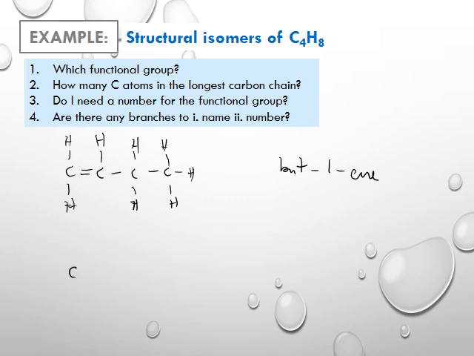Another one. Let's do the same thing, but just move the functional group up 1. I'm not going to draw on all the hydrogens, but I've drawn on all the bonds so you can see where they'd go. And that would be but-2-ene, because which functional group? Ene. How many carbons in the longest carbon chain? 4. Do I need a number for the functional group? Yes. And it's 2. And I can't have but-3-ene because that's the same as but-2-ene. I can't have but-4-ene because that's the same as but-1-ene flipped over.